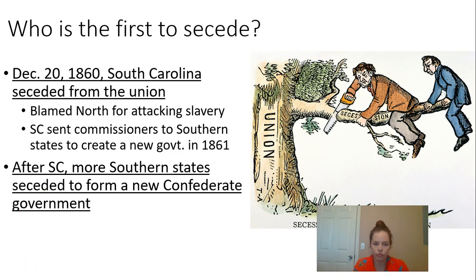Looking into which state was the first to secede in the South, on December 20th, 1860, South Carolina seceded from the Union. They're going to blame the North for attacking slavery, and South Carolina is even going to send commissioners to other Southern states in order to establish a meeting in 1861 to create a new government for the Southern states who were seceding from the Union. And we'll see that after South Carolina secedes, more Southern states are going to secede to form a new Confederate government. So here we have the Union, the secessionists, they're breaking away from the Northern United States.